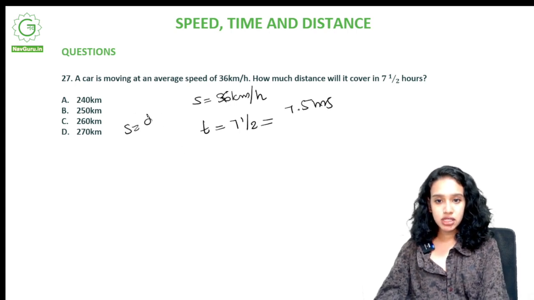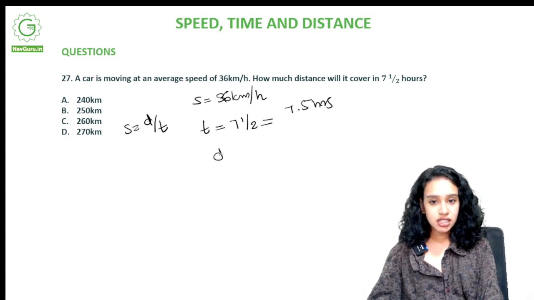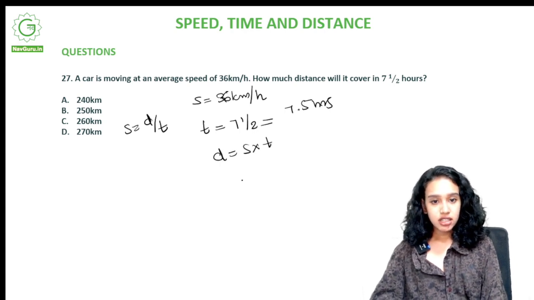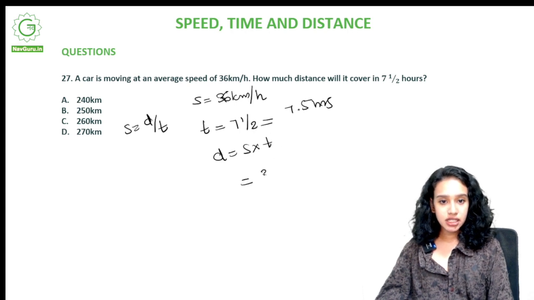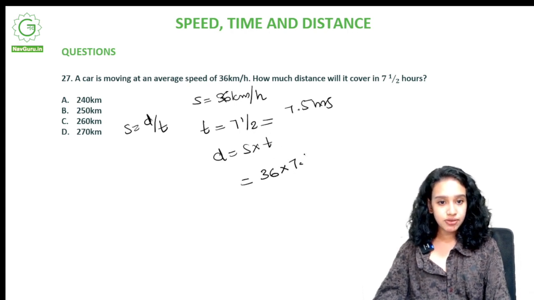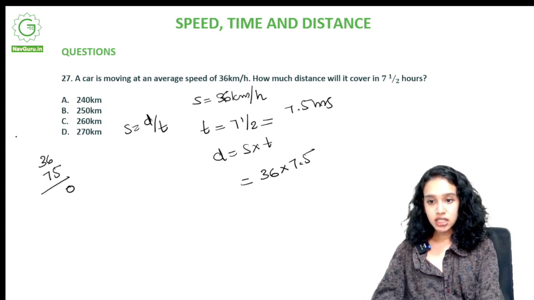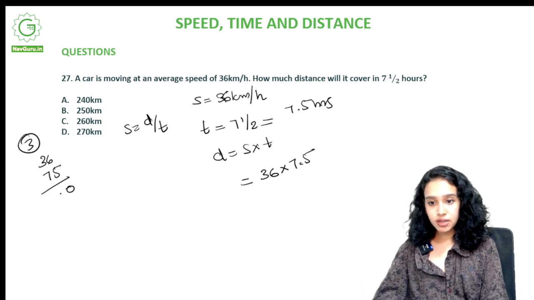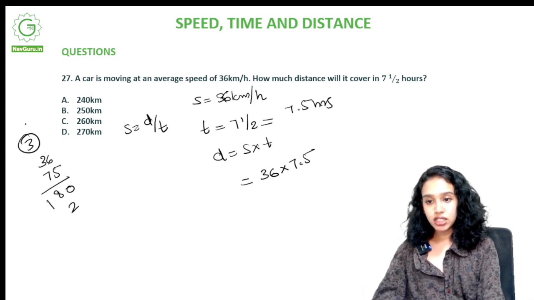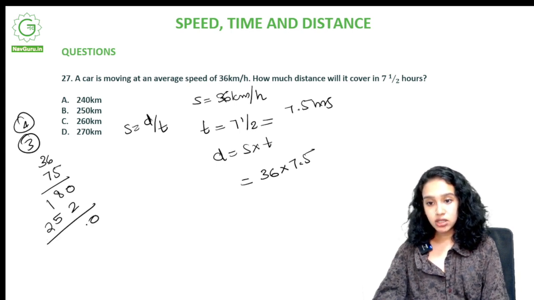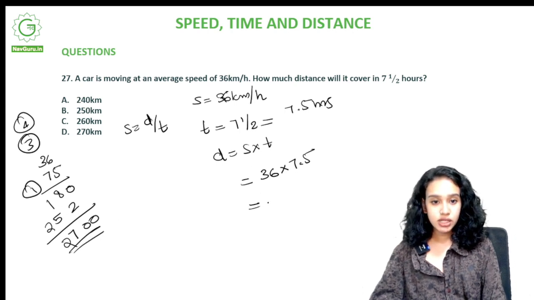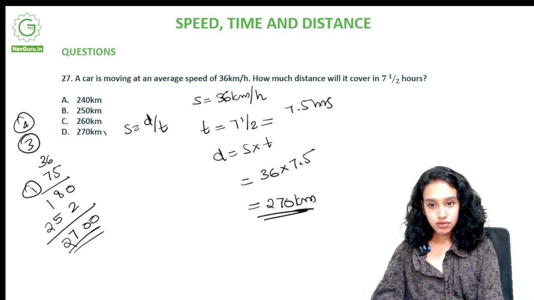So speed is equal to distance by time, and distance is equal to speed into time, right? So distance is 36 into 7.5. So 36 into 75: 6 5s are 30, 3 balance; 5 3s are 15 plus 3 is 18; 6 7s are 42, 7 3s are 21, 21 plus 4 is 25, 0 0, so 2 7 0 0. With the decimal point, we get 270 kilometers, right?